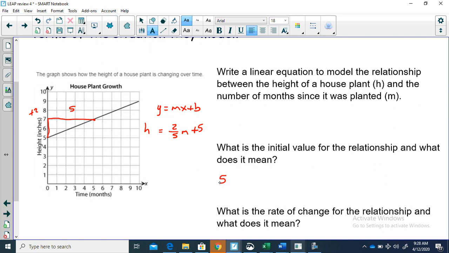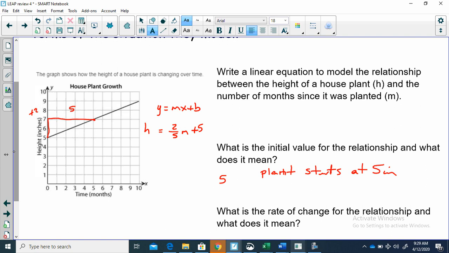What's the initial value for the relationship? It's 5. And what does it mean? Well, let's look and see what it is. Let's read it on the chart. On the y-axis, 5 is 5 inches. The plant starts at 5 inches, right? Plant starts at 5 inches.